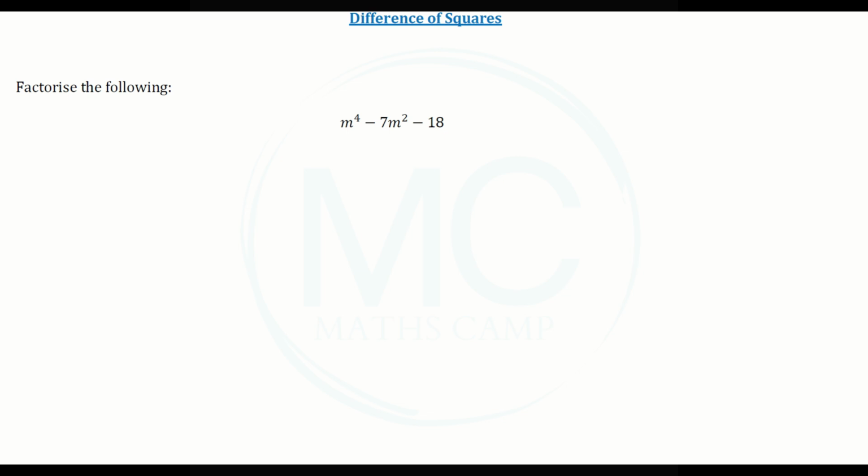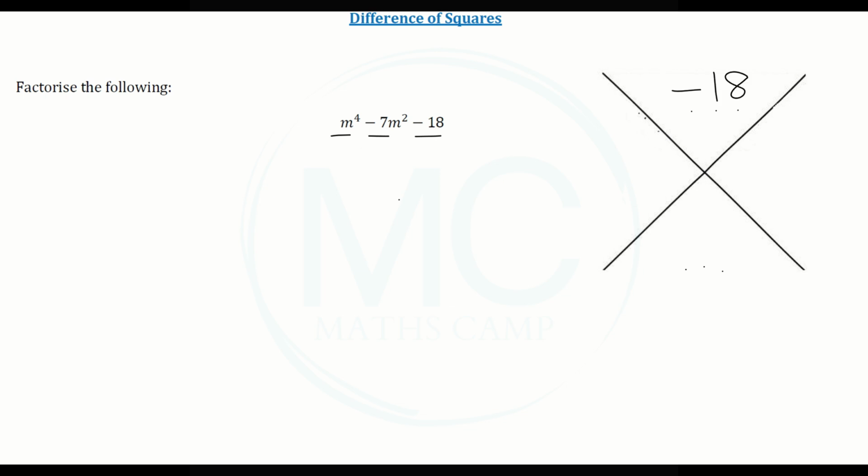Let's put in our x. The coefficient of our first term is 1, and our constant is negative 18. 1 multiplied by negative 18 is negative 18. The coefficient of our middle term is negative 7. Now we need to find two factors of negative 18 that when added together give us negative 7. 18 is negative, which means one of its factors will be negative. 7 is negative, which means the higher value will be negative.